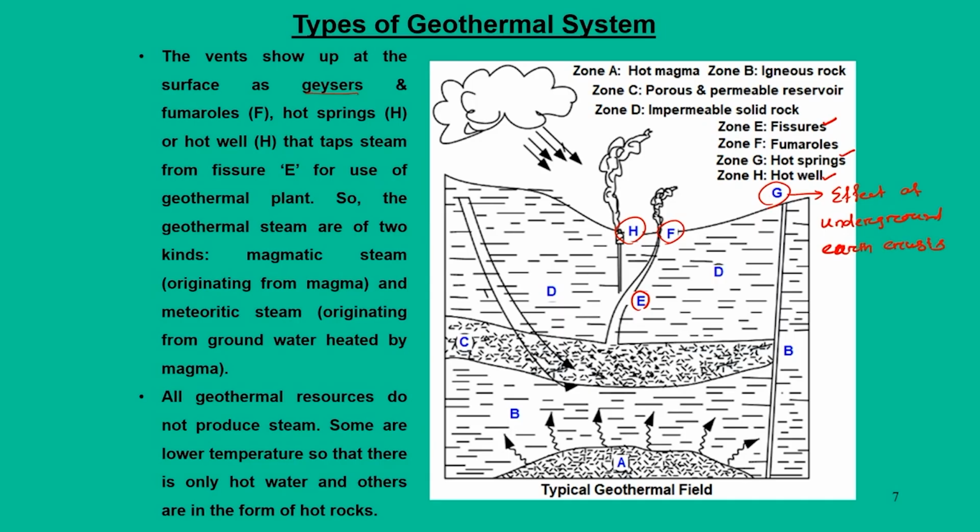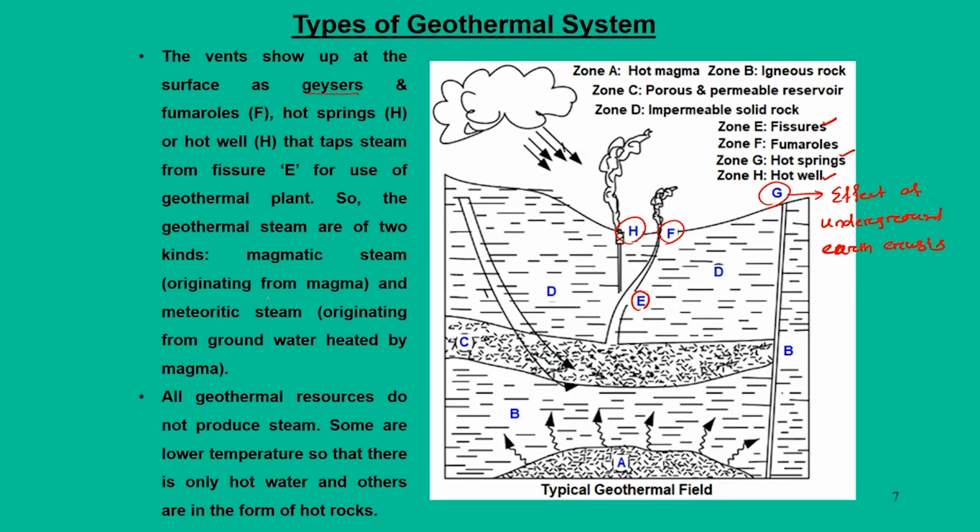on the surface. However, if you look at these geothermal systems, we can categorize the type of heat they contain in two ways. One is called magmatic steam, which originates from the magma. The other is meteoritic steam, which originates from groundwater heated by magma. So, some material from the magma comes directly through some passage, like a hot spring. The other comes from the earth crust through these fissure passages.